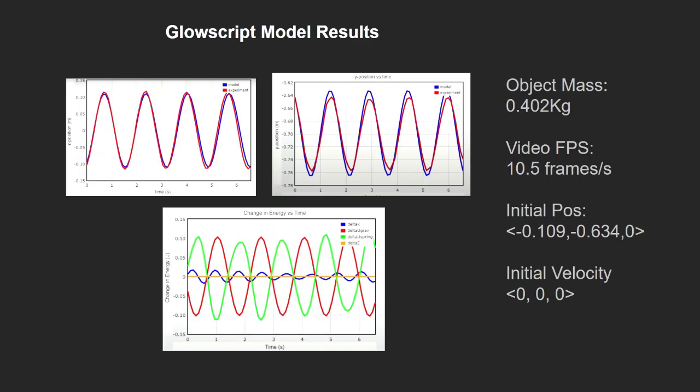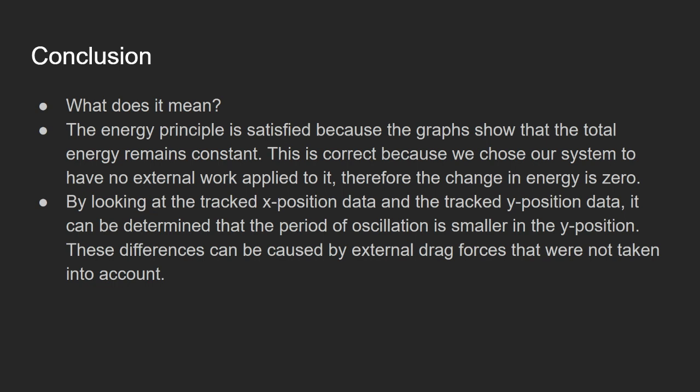Here are the results of the GlowScript model. The top left graph is the X position over time, the top right is the Y position over time, and the bottom is the change in energy over time. This compares the GlowScript model versus the experiment. You can see they are fairly close, a little bit off on the Y position. But what's most important in the change in energy graph is that the total energy, the orange line, is constant. You can see the potential and kinetic energy oscillating back and forth, but what's important is that the total equals 0 because there's no force applied to the system, or no work done to the system.